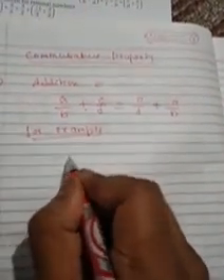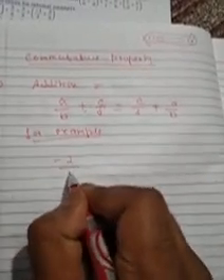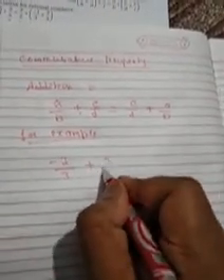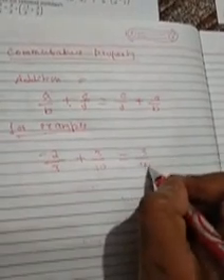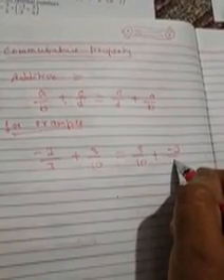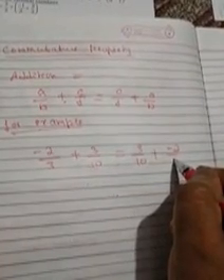Now for example, assume a is equal to minus 2 and b is equal to 3, and c is equal to 3 and d is 10. Put the values of a, b, c and d, it will become 3 upon 10 plus minus 2 upon 3. Now we will solve it.